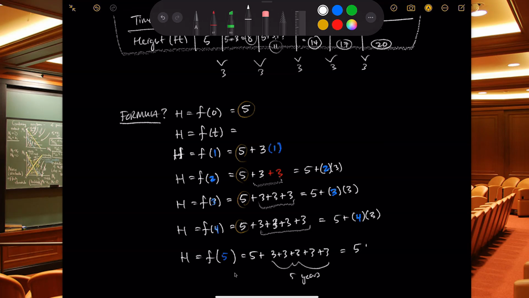And that equals 5 plus 5 times 3. So then really in general it should be 5 plus what times 3? T. For any t, it's going to be 5 plus t times 3, that rate of change. Or another way to write it would be 5 plus 3t. We don't need all the brackets.